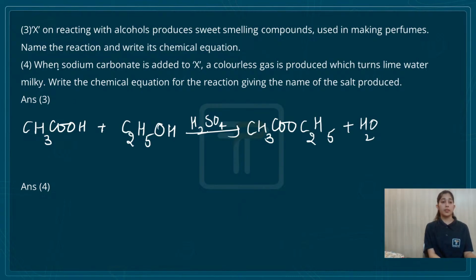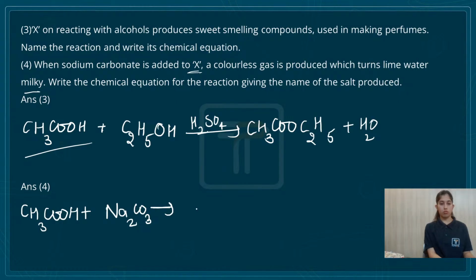Simple. Okay, next one. When sodium carbonate is added to X, now I know what my X is, that is ethanoic acid, a colorless gas is produced which turns lime water milky. Now, first students tell me which is that colorless gas which turns lime water milky? It's carbon dioxide, right? And I also know what happens when this reaction is going to take place. So my ethanoic acid, that is CH3COOH, is going to react with sodium carbonate, which is Na2CO3.